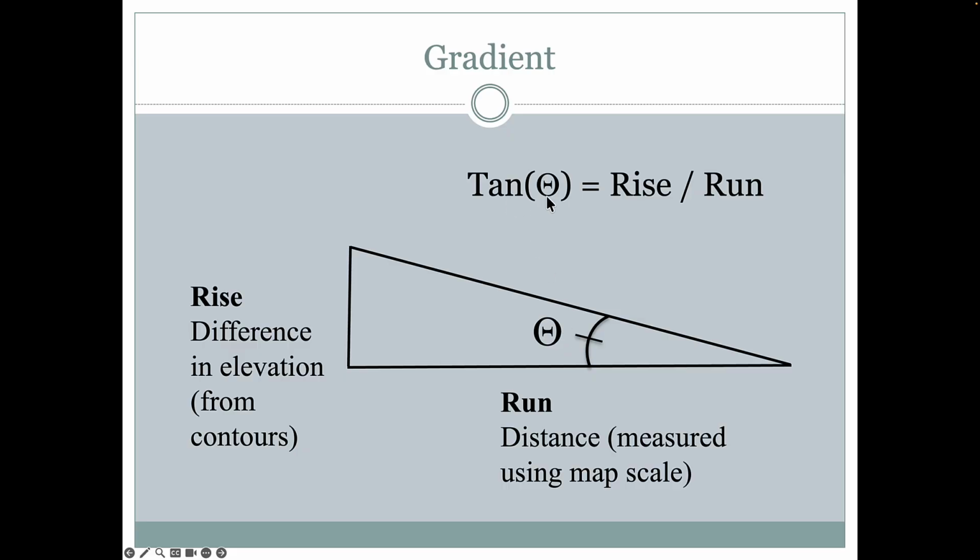We can say that the tangent of theta is equal to the rise, which is the opposite side over here, and the rise is going to be the difference in elevation. This is what we're going to get from the contours. The run, which is what we're going to divide by, is the difference in distance between these 2 points on the map. The map is a flat surface, so we're going to be able to see that difference in distance here.